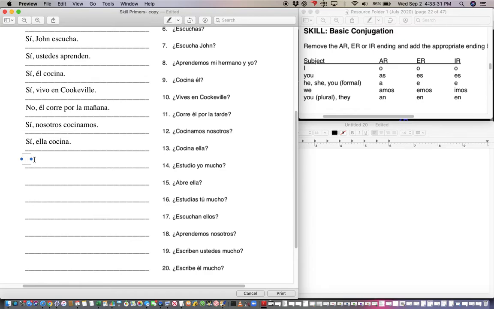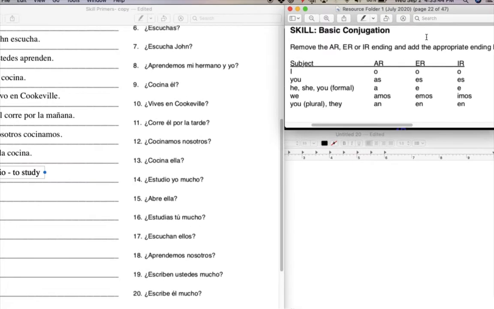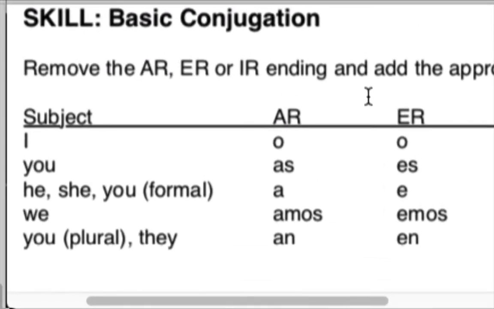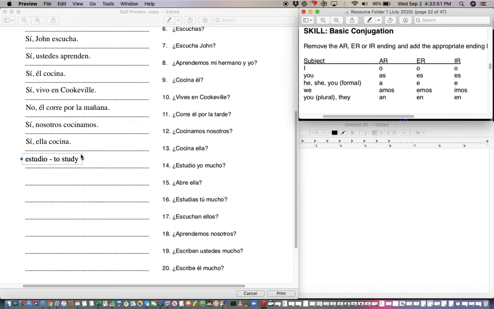Number 14, this one says, do I study a lot? How do I know? Estudiar is to study. It was conjugated for I. Do I study? So estudio has the O on it. See? Took off the AR. There's your O. So do I study? Mucho. Do I study a lot?